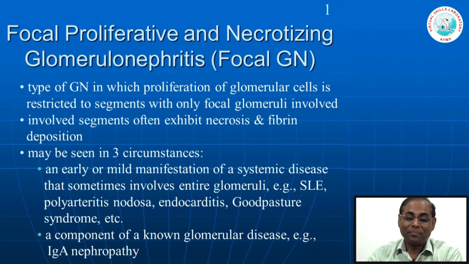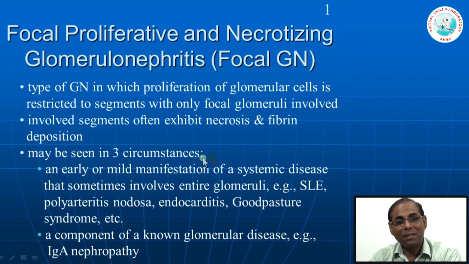The next category is focal proliferative necrotizing glomerulonephritis. So the term itself says that here it is not a diffuse kind of disease, less than 50% of glomeruli are involved, and this type of GN, associated with proliferation of the glomerular cells, is restricted to segments and only focal glomeruli are involved. So focal segmental proliferative glomerulonephritis, and there may be 3 circumstances where you can get this kind of picture.